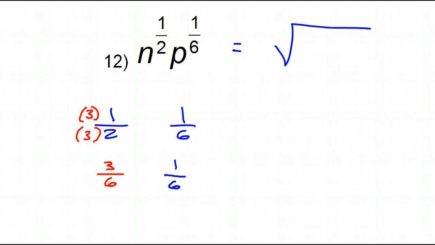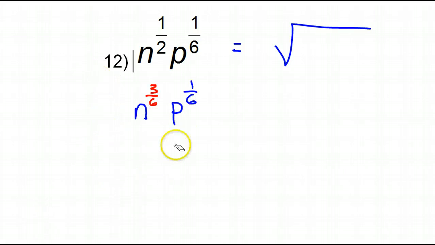So, what am I saying? I'm saying that this problem is the same as having n to the 3 over 6 power times p to the 1 over 6 power. So now that we've made the denominators the same, then we have the same root when we switch it to radical form. So now the root is 6. So we can go ahead and do that. Now we can put both variables in the same radical.